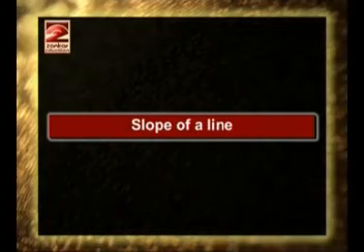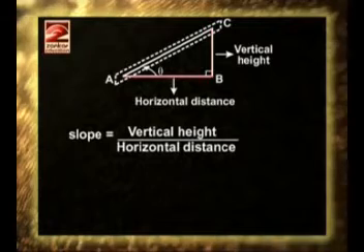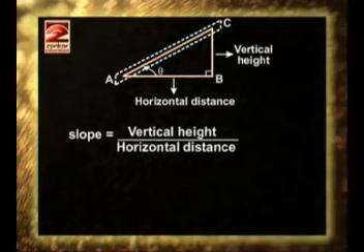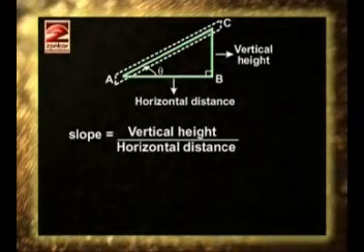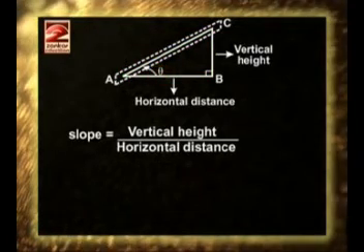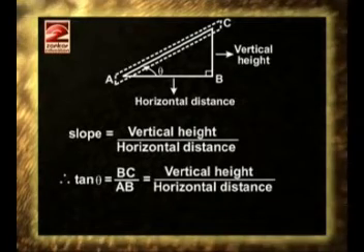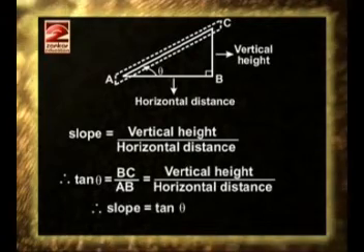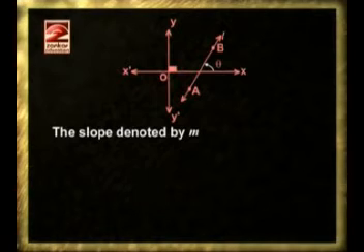So, when we want to find out the slope of a line, slope is equal to vertical height upon horizontal distance. Triangle ABC is a right angle triangle where angle CAB is equal to theta. That means theta is the angle which the plane makes with the horizontal. Therefore, tan theta is equal to BC upon AB, that means vertical height upon horizontal distance, and therefore slope is equal to tan theta. The slope is denoted by m.